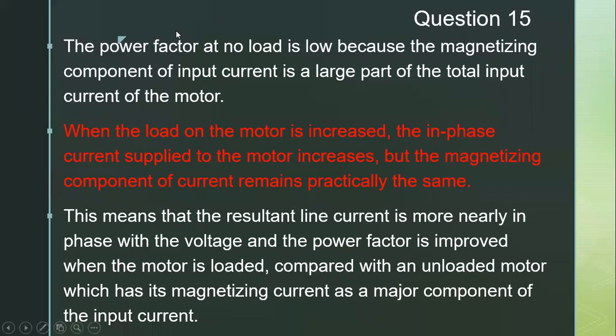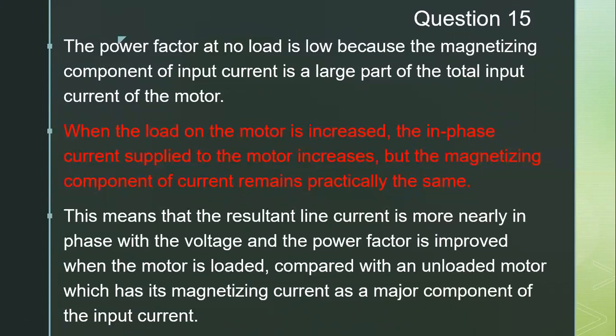So we can go to the discussion part. The power factor: you know what a power factor is. It is cos phi. What is phi? Phi is the angle between the voltage and current. Here is the explanation: the power factor at no load is low because the magnetizing component of the input current is a large part of the total current. Normally the power factor depends on the magnetization current.